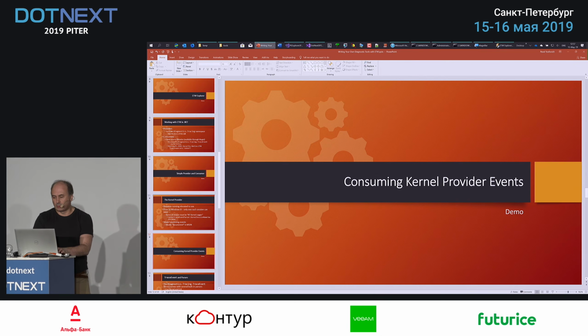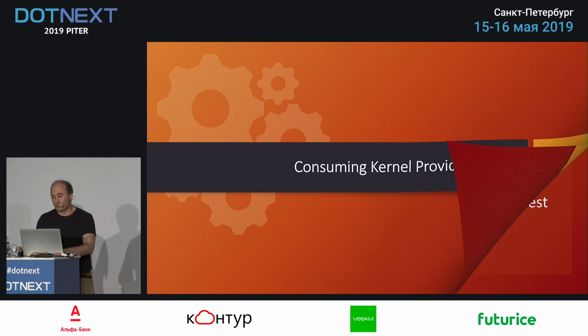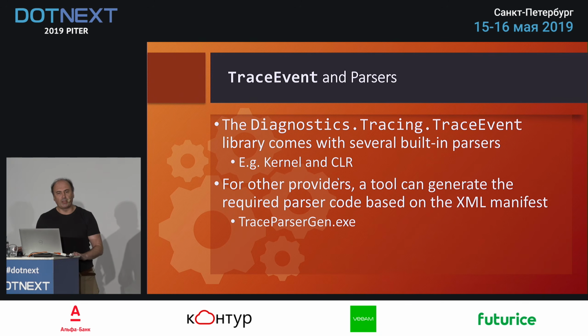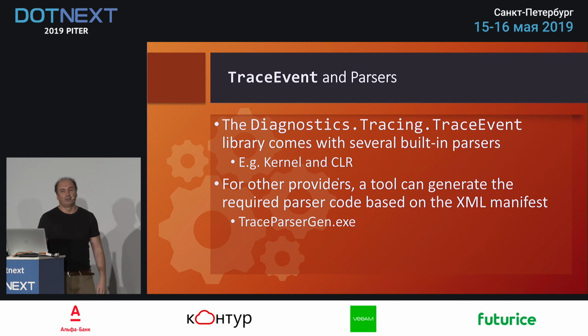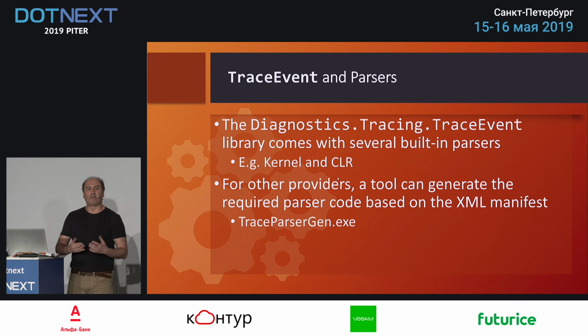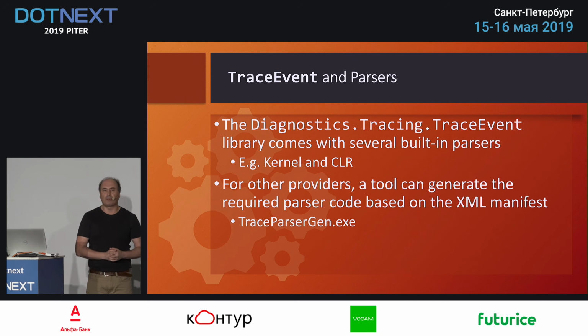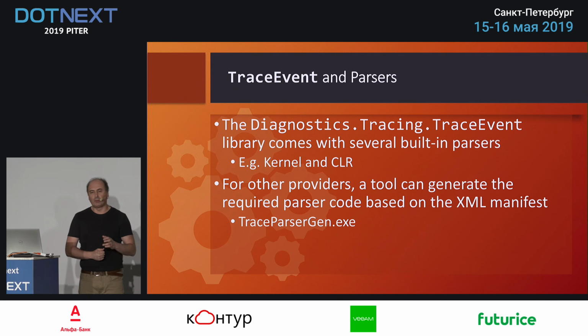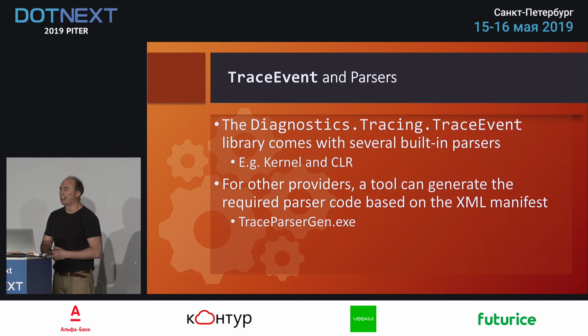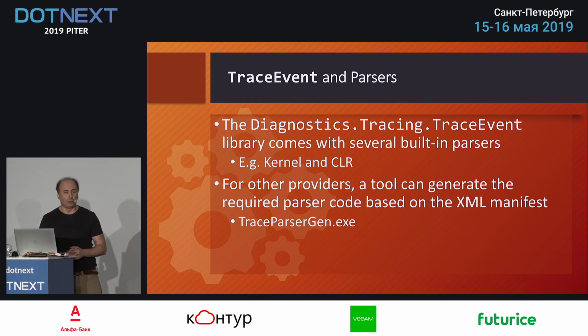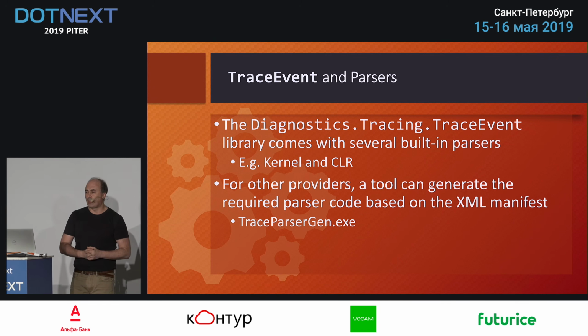Okay, so that was about kernel events. So I mentioned the idea of parsers. The trace event library from Vance Morrison provides several parsers out of the box. One of them is for the kernel provider. There's another one for CLR-based events, which we'll look at in a moment. And there are actually some other parsers in there.